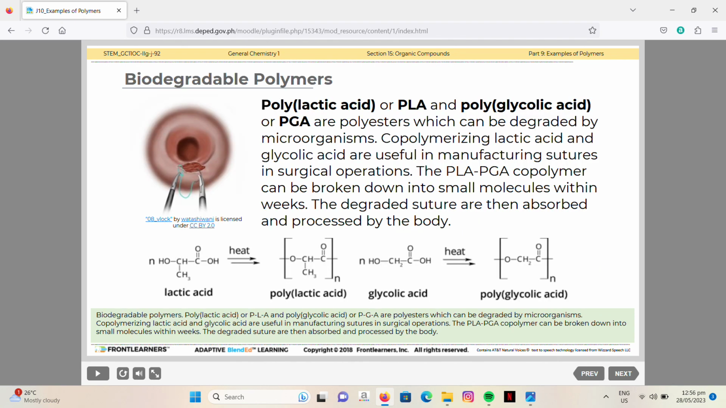Biodegradable polymers. Polylactic acid or PLA and polyglycolic acid or PGA are polyesters which can be degraded by microorganisms. Copolymerizing lactic acid and glycolic acid is useful in manufacturing sutures in surgical operations. The PLA-PGA copolymer can be broken down into small molecules within weeks. The degraded suture is then absorbed and processed by the body.